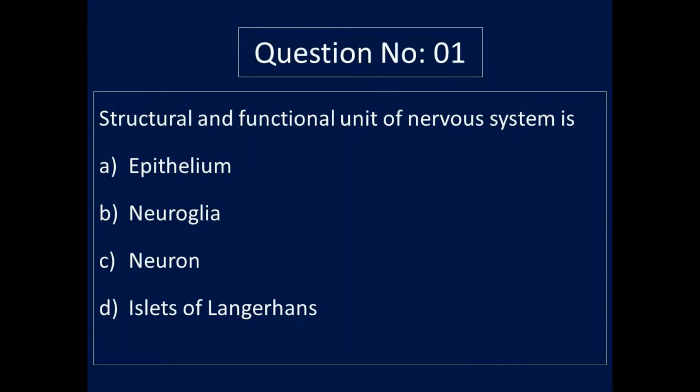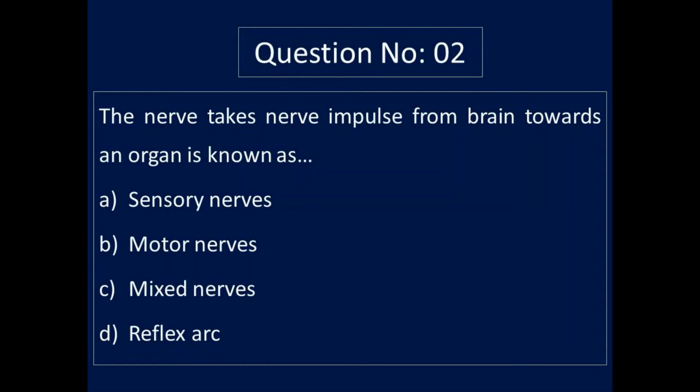Question number 1. Structural and functional unit of nervous system is A. Epithelium, B. Neuroglia, C. Neuron, D. Islets of Langerhans. Right answer is option C. Neuron.